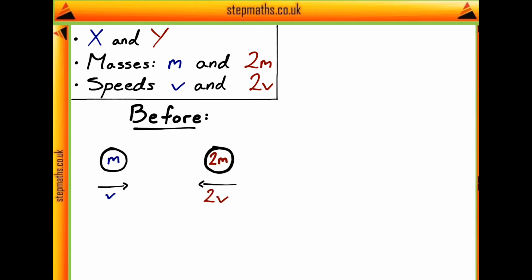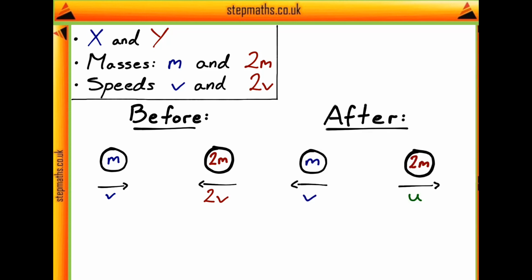So before the collision, we have our mass m moving at a velocity v to the right, and our ball of mass 2m moving at a velocity 2v to the left. Then, after the collision, our mass m is travelling with the same velocity v, but just in the opposite direction, and our mass 2m is travelling with an unknown velocity u. I've labelled this as being in this direction, just because that's probably what you would expect. But if it's going to be in the other direction, then our u value will just turn out to be negative.